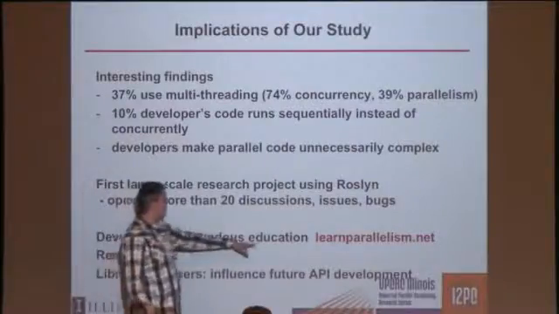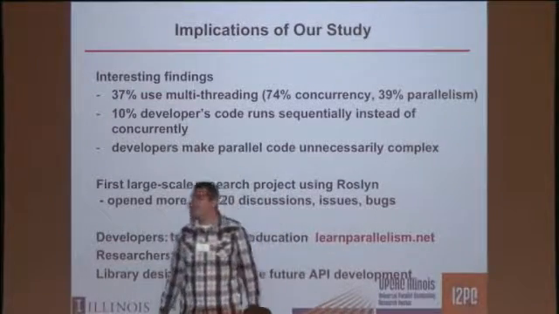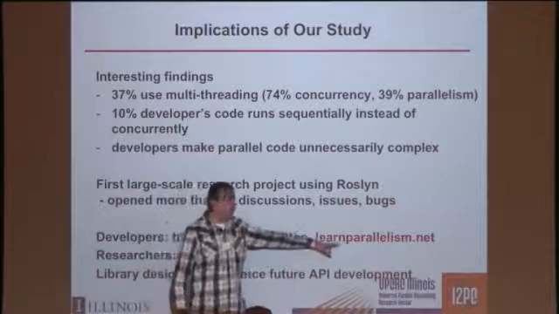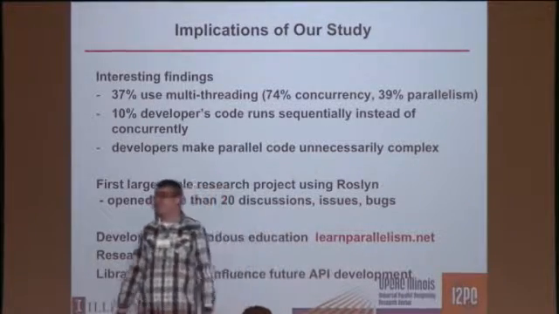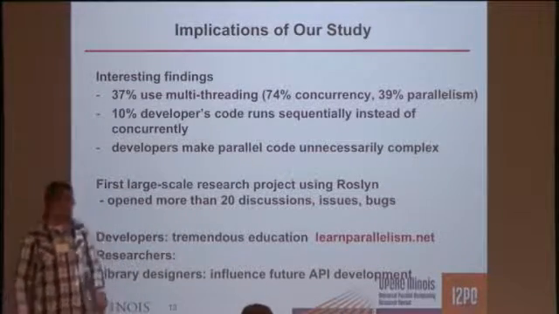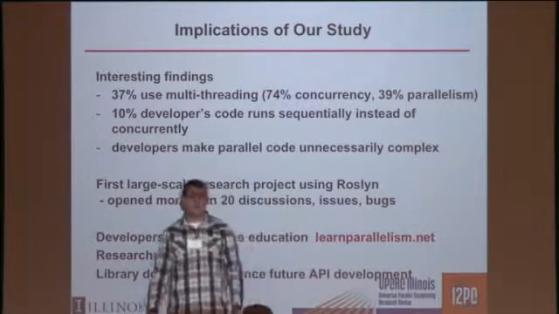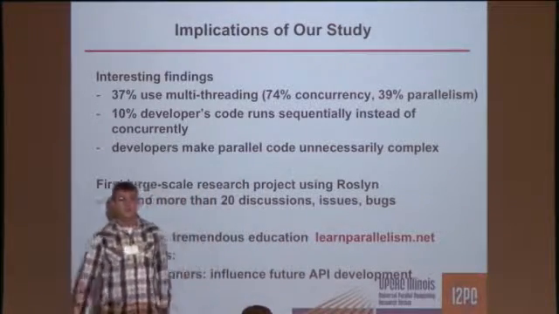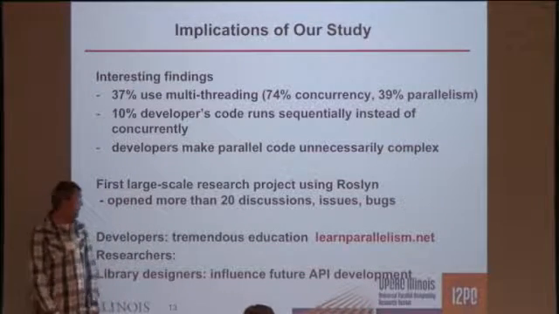So some of the implications: this is good news for developers. We have this website, learnparallelism.net. The reason why it's called .net is because it's for .NET. If you're a new developer who has just heard about, OK, I can do a Parallel.For in C# with TPL, you can look at this website and find tens of thousands of examples of how other developers in more than 600 open source projects use Parallel.For or any other construct you care to learn about.